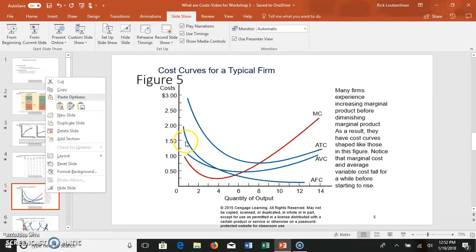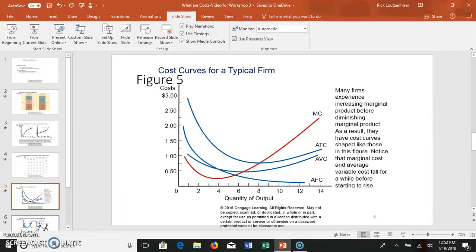Notice also that the difference between here and here on the variable cost and total cost curves is the amount of fixed costs, okay? Fixed cost is higher here, so these curves are farther apart. Fixed cost is lower here, average fixed cost is lower here, so these curves are closer together. So that particular drawing right there shows every cost situation in every business, okay? That's how it would work out.